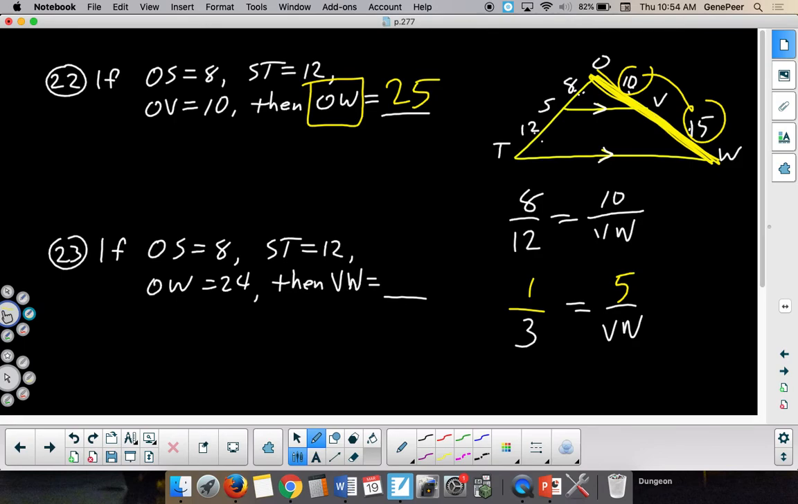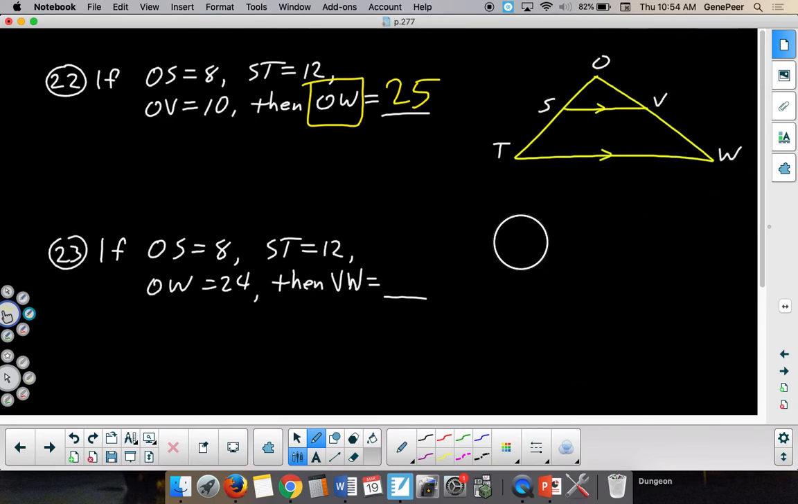Then if we cross multiply, or if we use the 4th grade method, let's just cross multiply this time. 1 times VW equals 3 times 5, 15. It does indeed work, and it always will. Then if that's 15 and that's 10, the whole thing is 25. All right, let's move on to number 23.